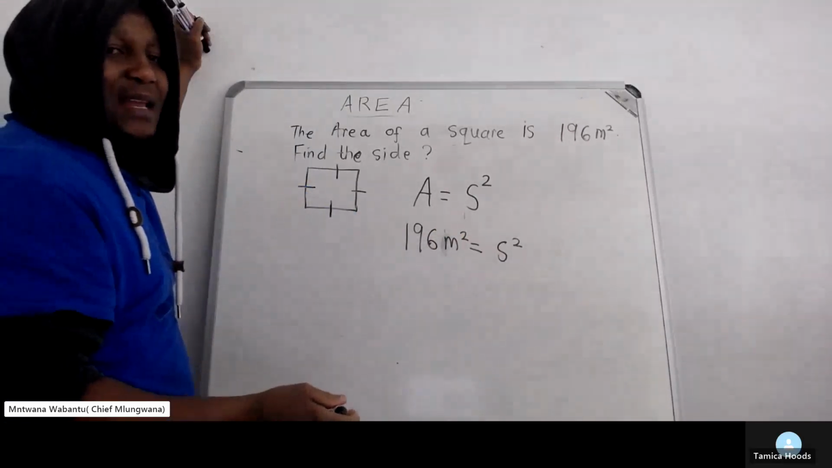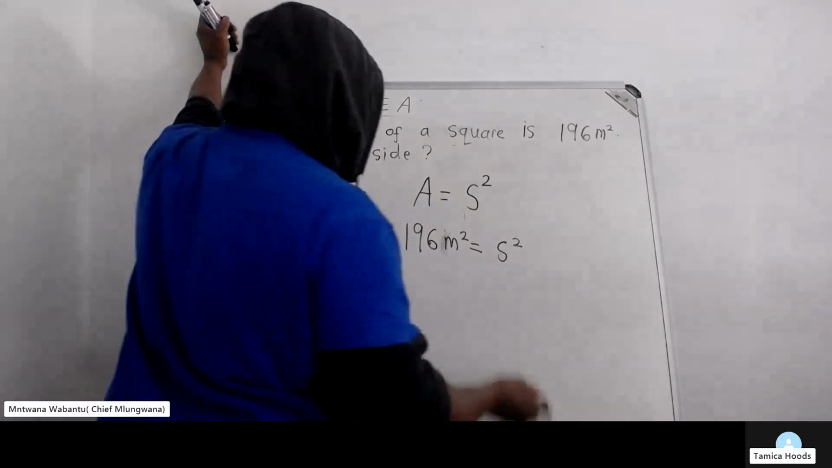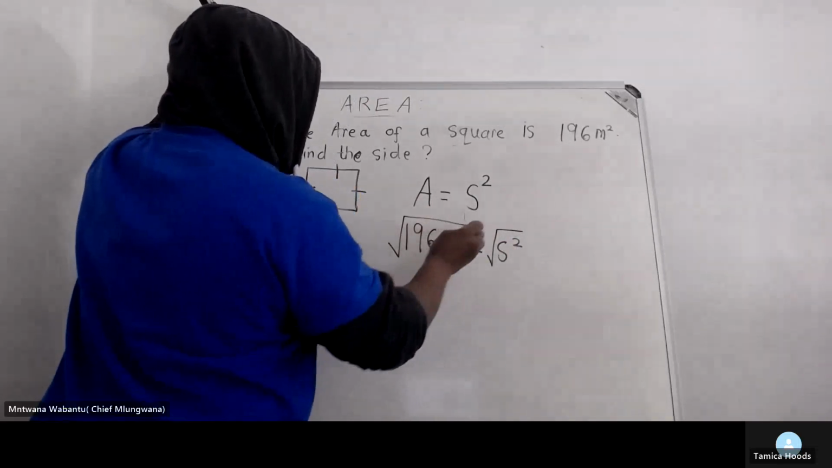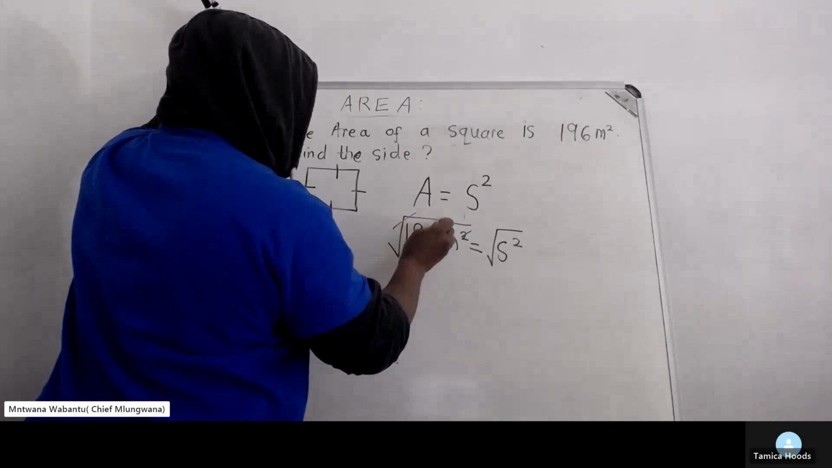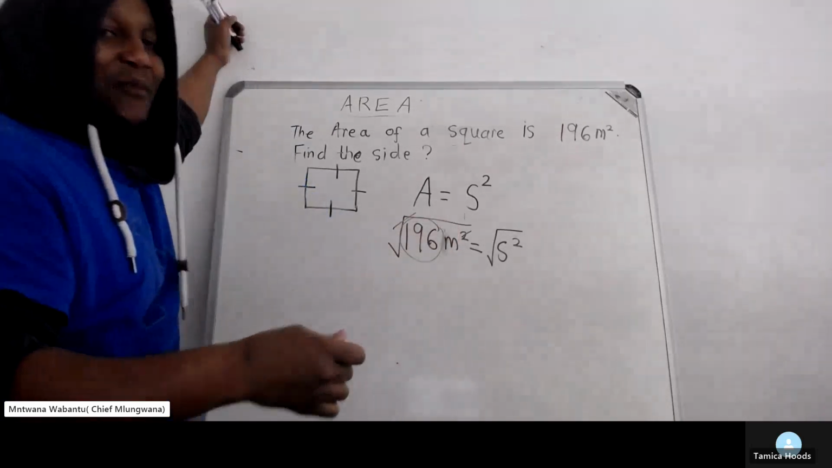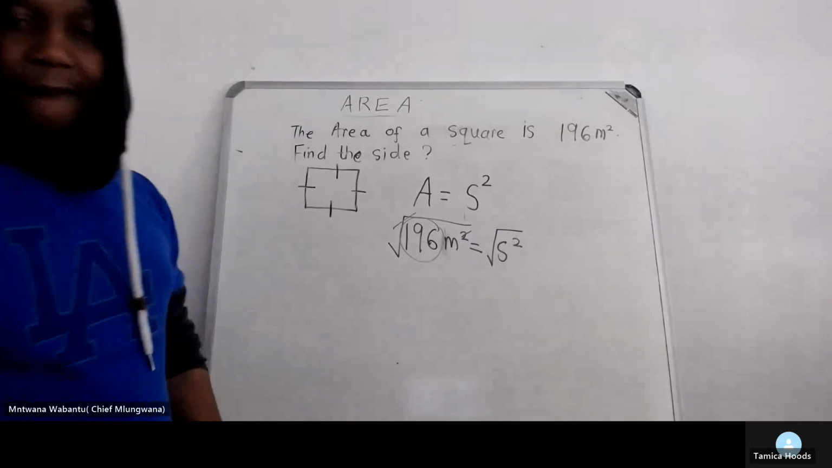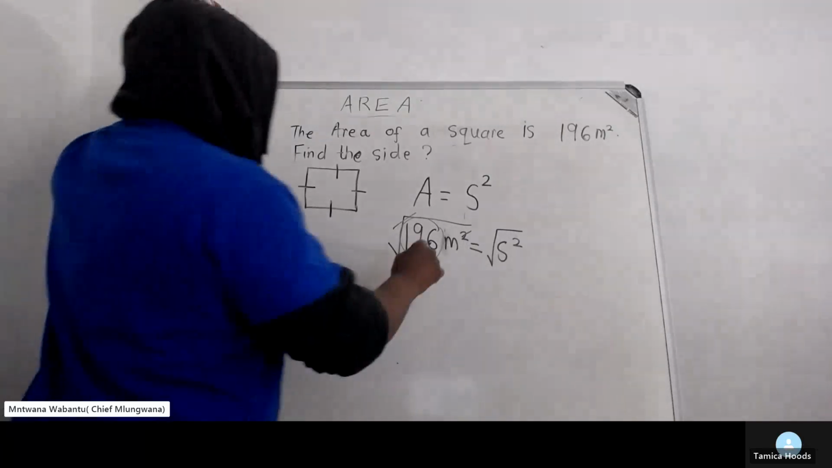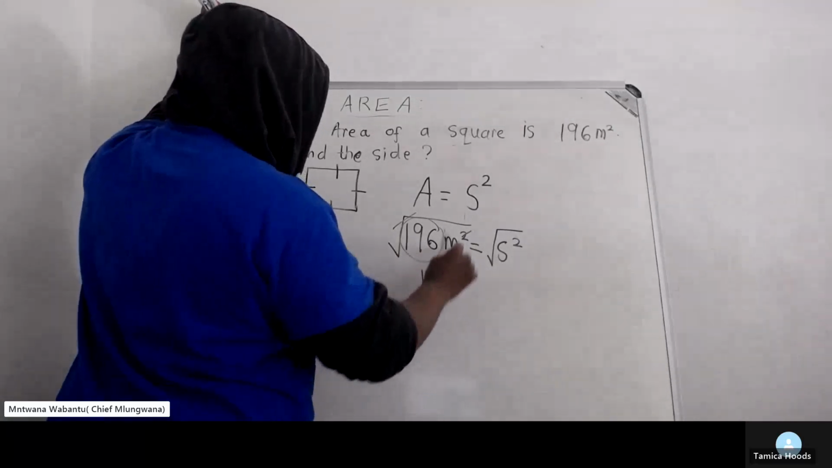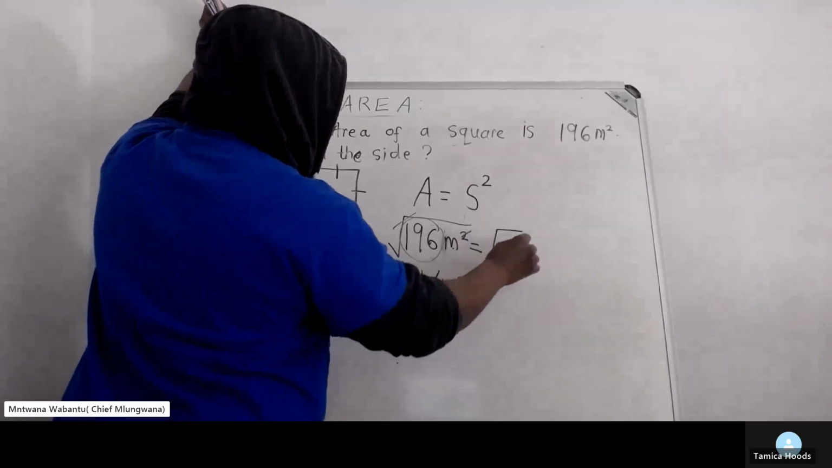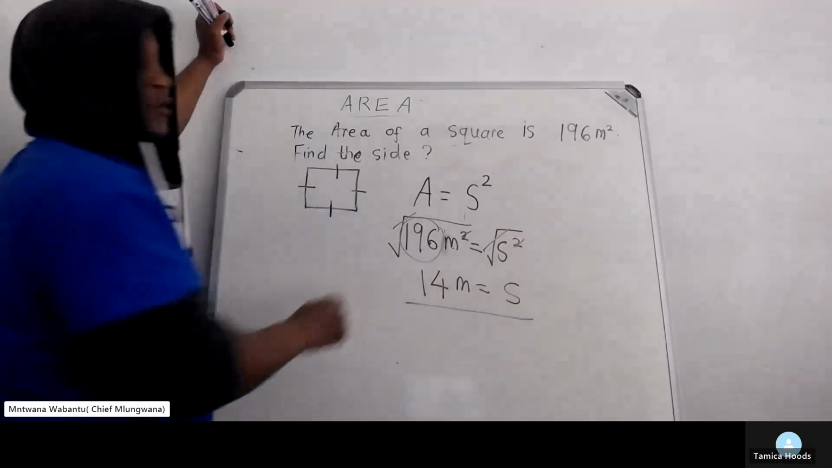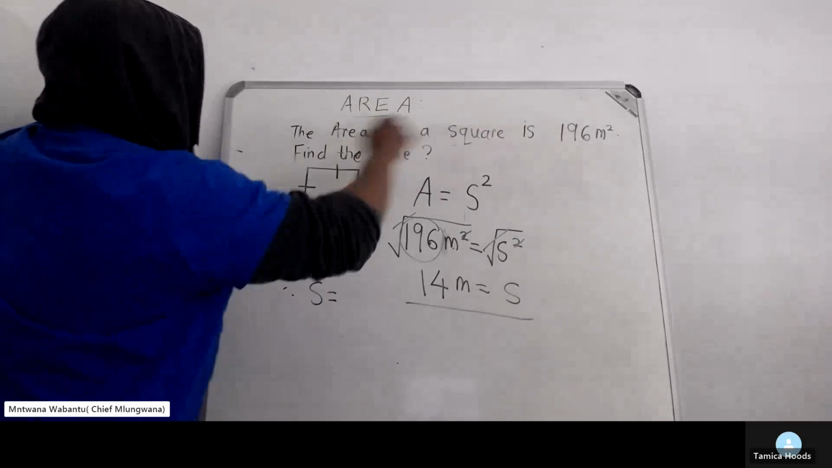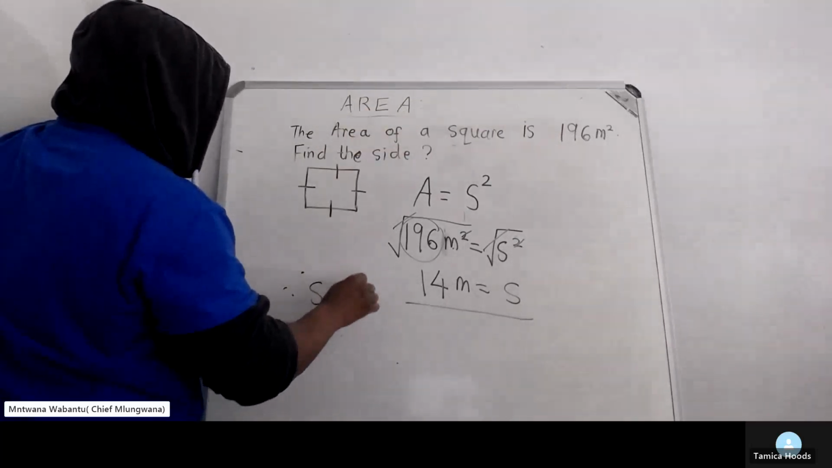So how am I going to get the side here? We are going to square root. I'm going to square root the right and I'm going to square root the left. This square goes with it. And what is the square root of 196? Which number multiplied by itself equals 196? 14. 14 times 14 equals 196. So this will be 14 meters, and the square root and the square cancel. So the side equals 14 meters. So the side of the square equals 14 meters.